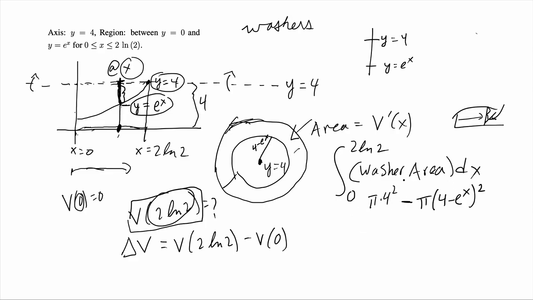So that's our function right there. It's 16 pi minus pi times that squared. Maybe we can multiply that out. If we square this, I'm thinking kind of a FOIL.